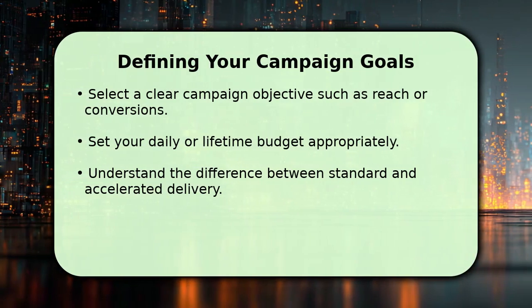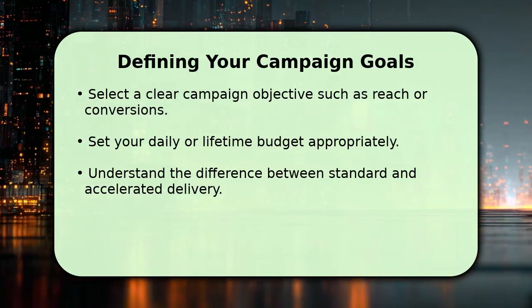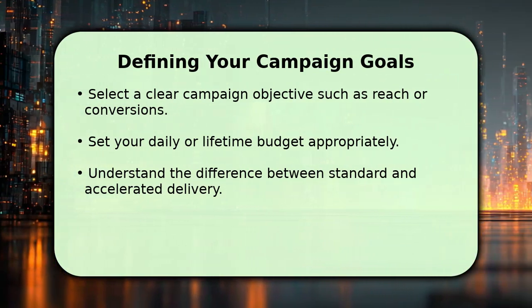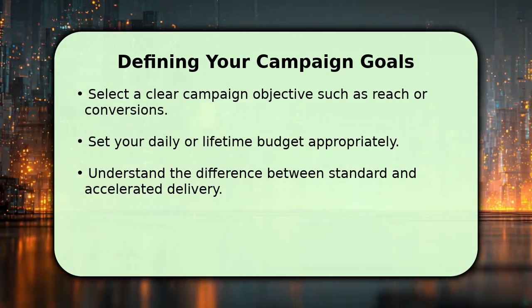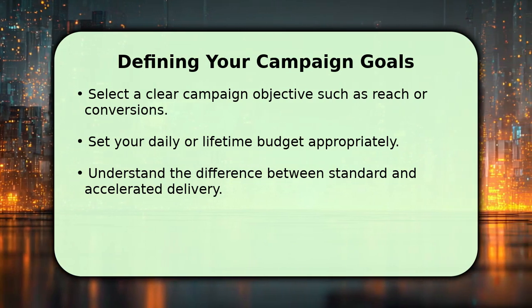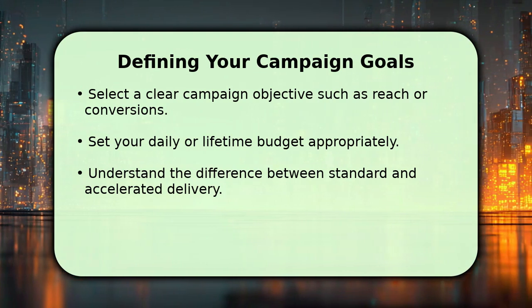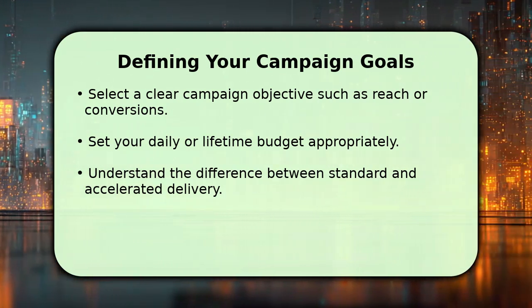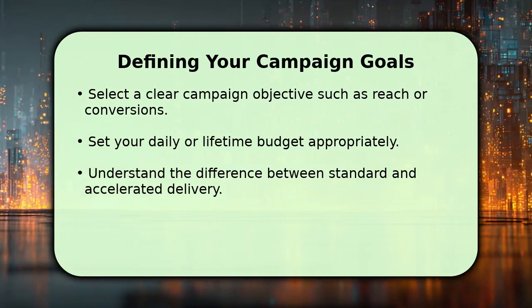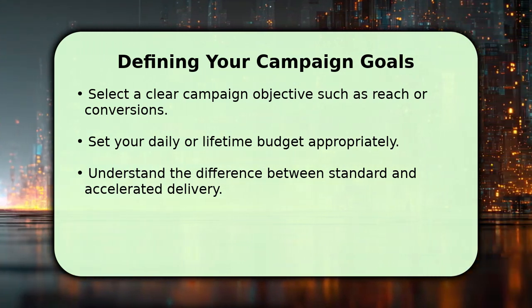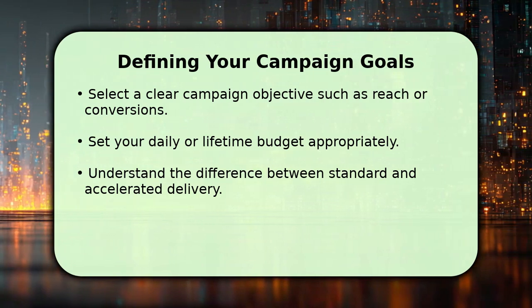Next, choose a clear campaign objective that aligns with your business goals, whether it is increasing reach, driving traffic, or generating conversions. Setting your budget comes next, where you can opt for a daily or lifetime amount, perhaps starting with $50 daily. Understand the delivery options. Standard spreads your budget, while accelerated spends it faster, so pick what suits your strategy best. These foundational decisions will guide your entire campaign.